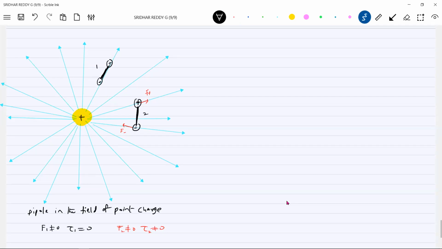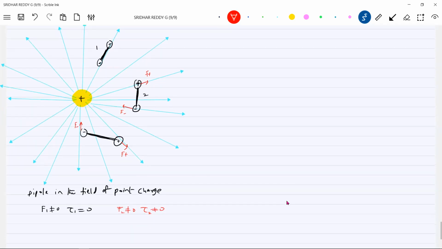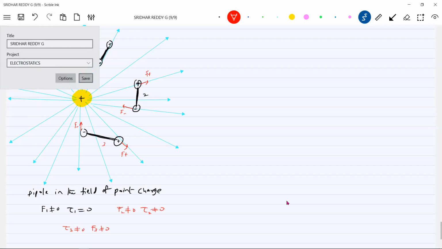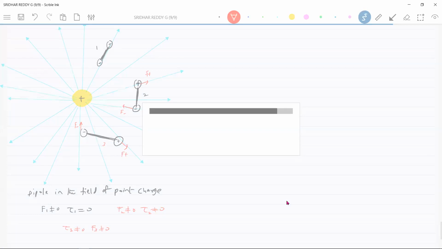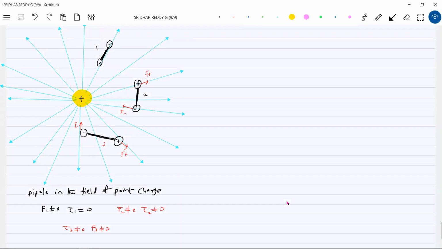I'll keep another dipole like this. What about F plus? F plus will be something like this. F minus is something like this. What about torque? Both are non-zero. This is a third dipole. Got it? So if a dipole is kept in the field of a point charge, then net force will be non-zero, net torque will be zero.